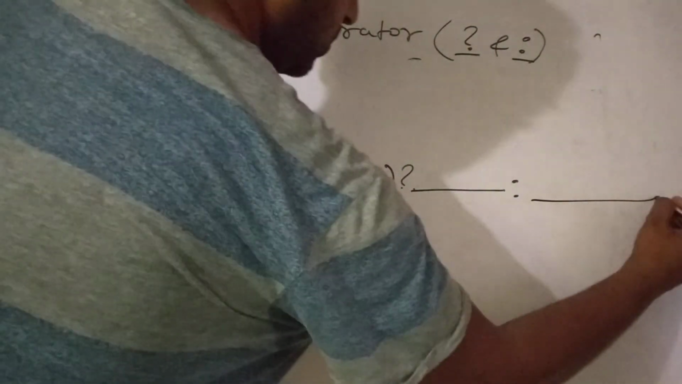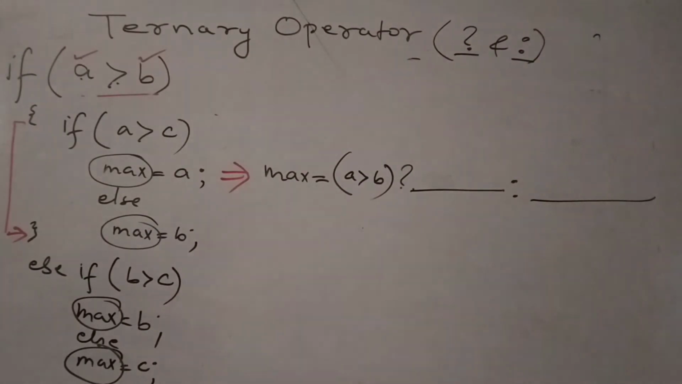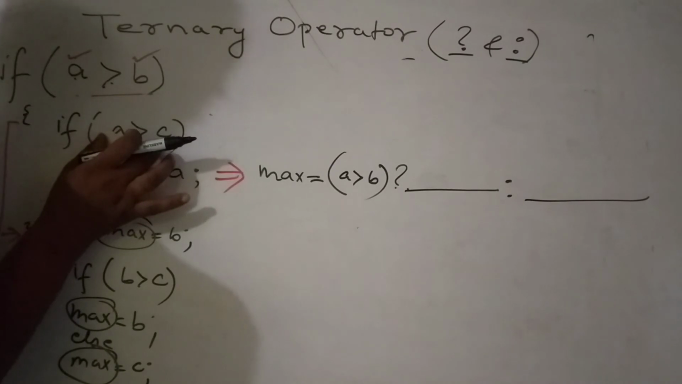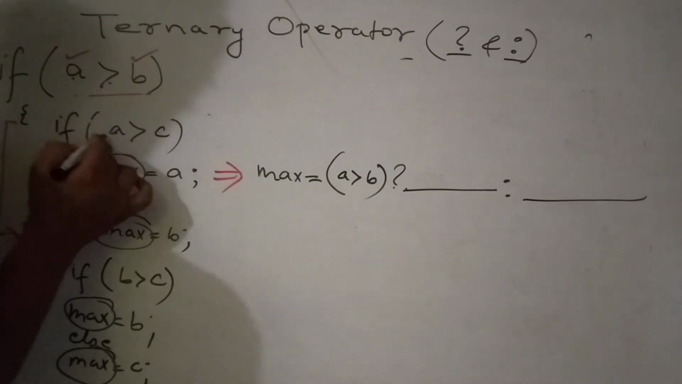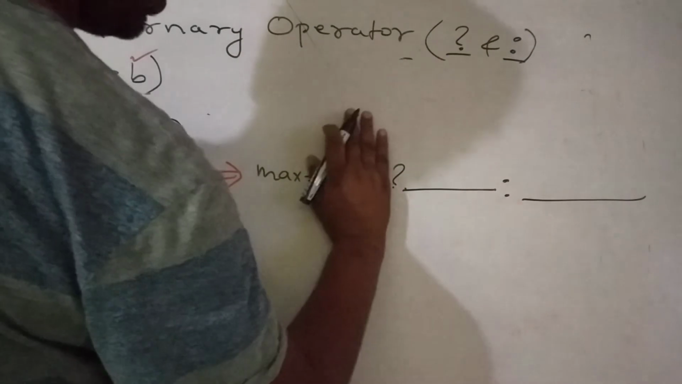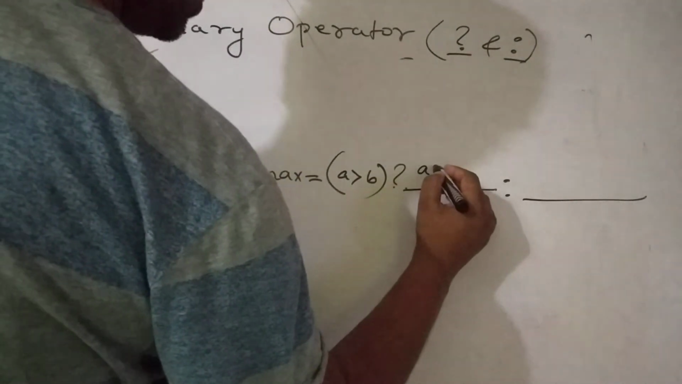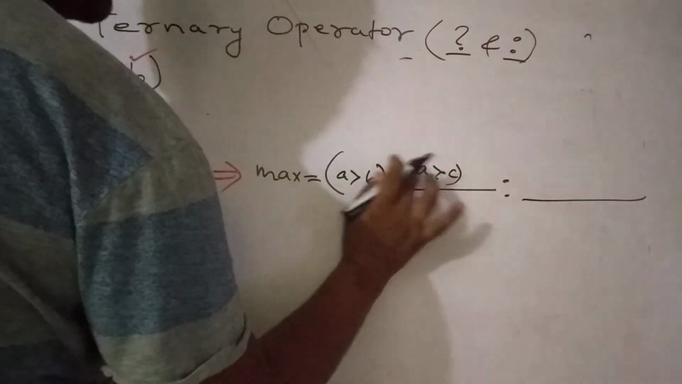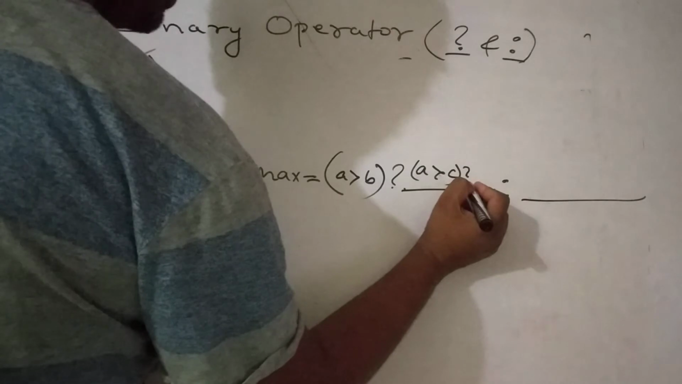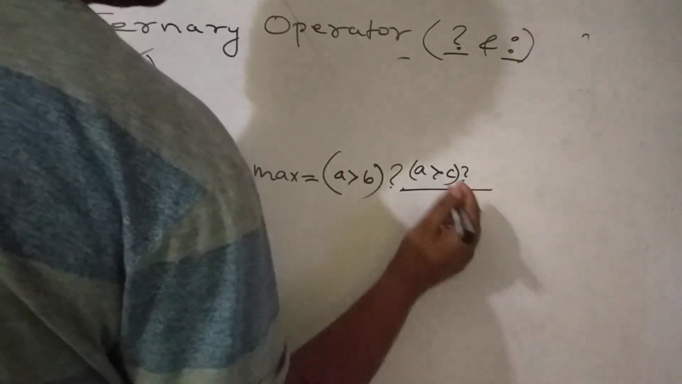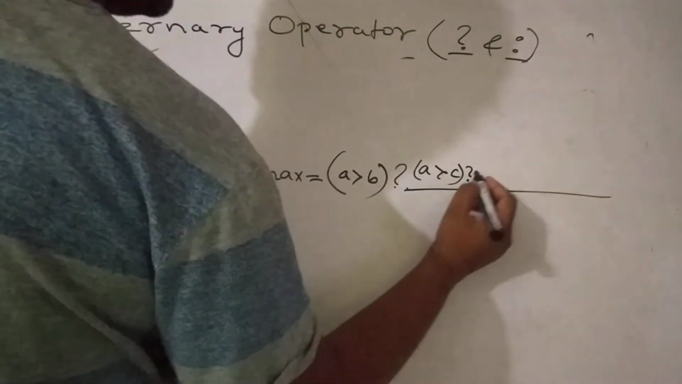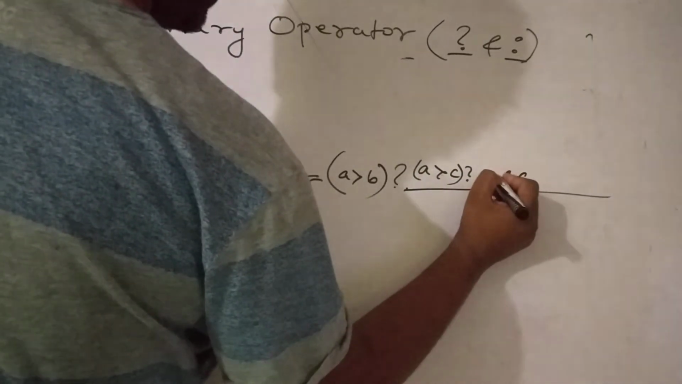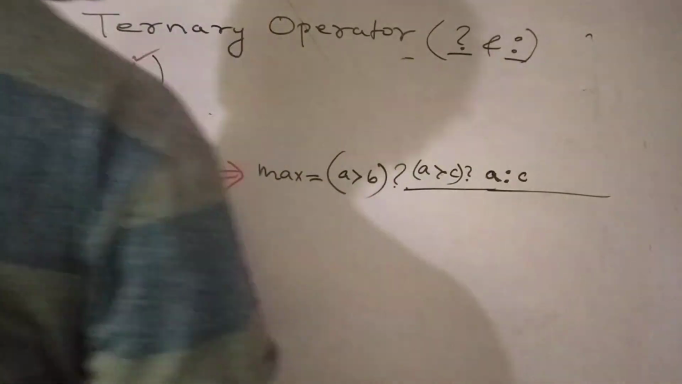So if this is true, it will do one thing. If this is false, it will do another thing. It will move to the next part. So if it is true, means it will move again to the inner part. So in the inner, again there is one another condition, you forget this now. So inside this what is there? If A is greater than C, question mark. If this is true, then what will happen? Either A is greater, or C will be greater.